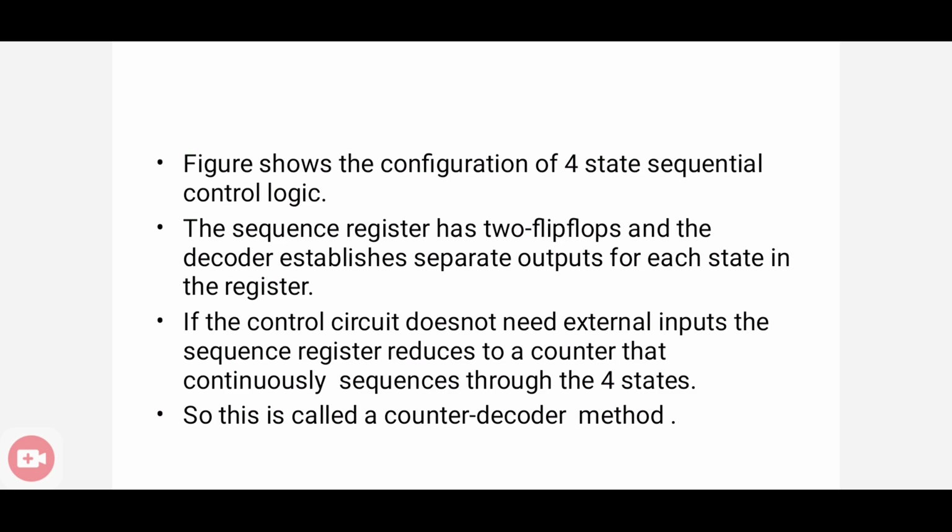So what do you mean by a control unit and how it is related with a data processing unit? Next, what are the methods for implementing a control unit, or 4 methods for control organization. First method is one flip-flop per state method. Second, sequence register and decoder method. Okay, thank you.